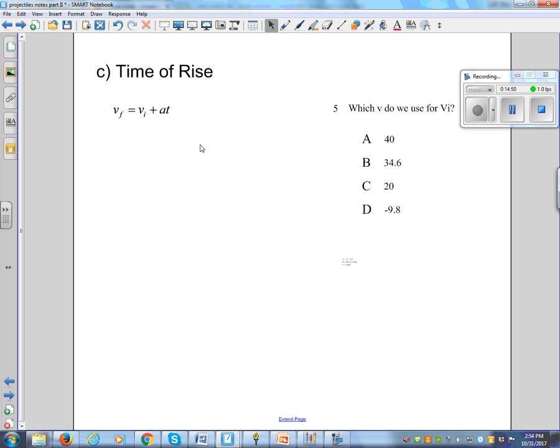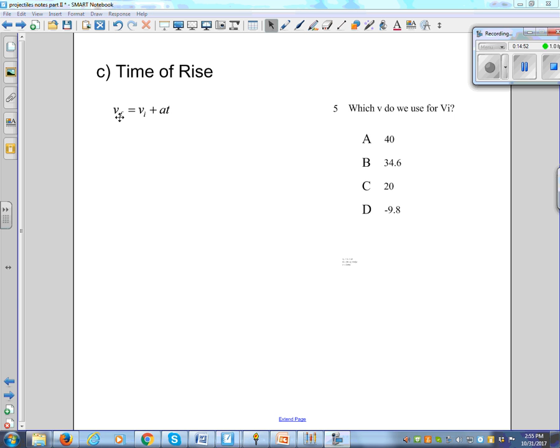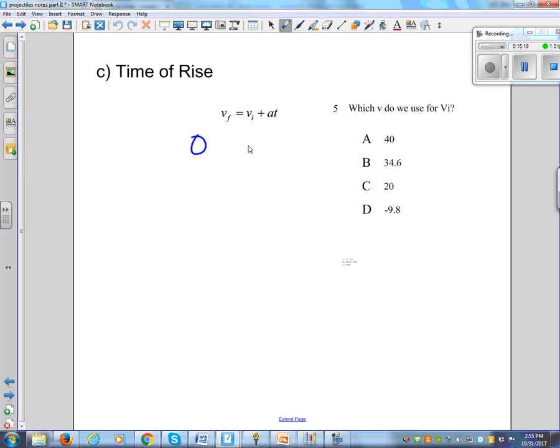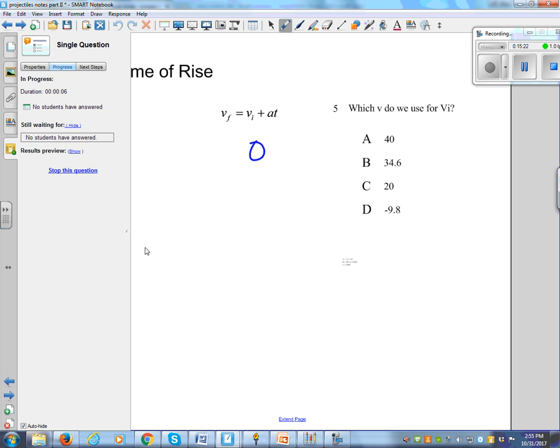So, first of all, the multiple choice question, we're going to use VF equals VI plus AT. And the VF is going to be zero, because the vertical component goes to 0. But my question first is, which one do we use for the VI? The 40, the 34.6, the 20, or minus 9.8? 20. The 34.6. Oh, wait. No, because that's horizontal. Which one do you use for VI? Then yeah, the 20.